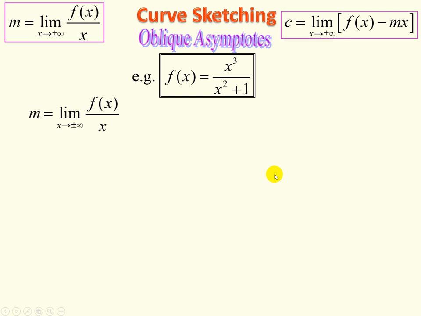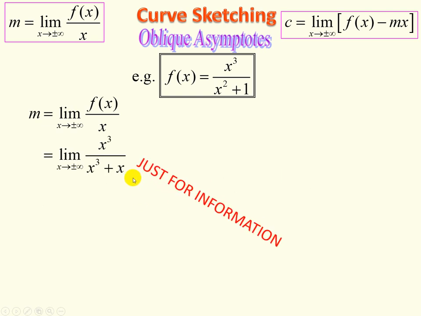But let's have a look at an example. Here's our equation, x cubed over x squared plus 1. This does have an oblique asymptote because degree 3 for the numerator, degree 2 for the denominator. So what I'm going to do is find f of x over x, which simply means multiplying the denominator by x, finding the limit of that, dividing through by x cubed, and that gives us 1. So there's the value of m, it is 1.